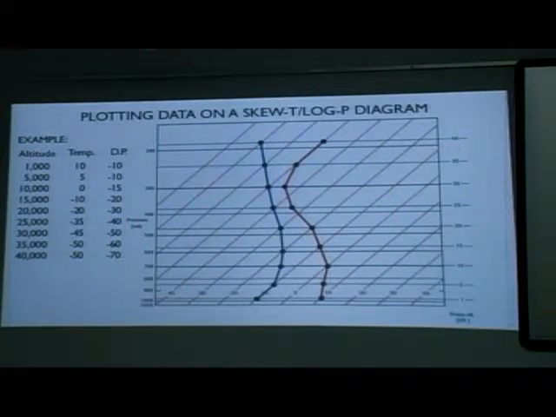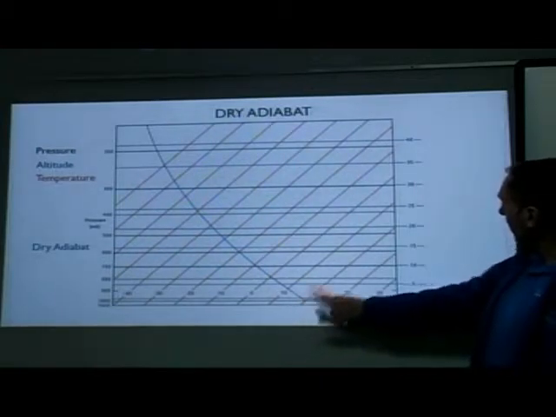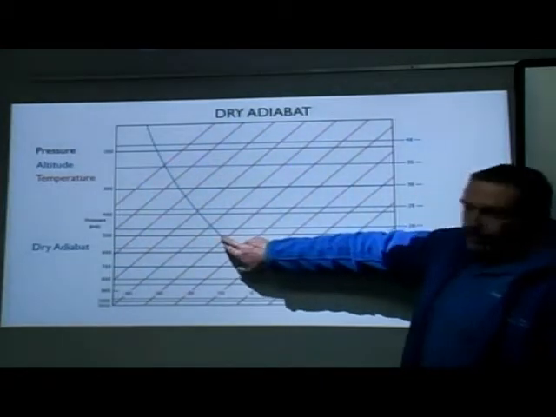Now, the real usefulness of these diagrams is to show what the air is going to do when it changes altitude. So now I take that dry adiabat I had earlier and I plot it on here. And it looks like that. So again, I know if I took some 20-degree air at sea level, raised it up to 18,000 feet, it's about negative 33 degrees.